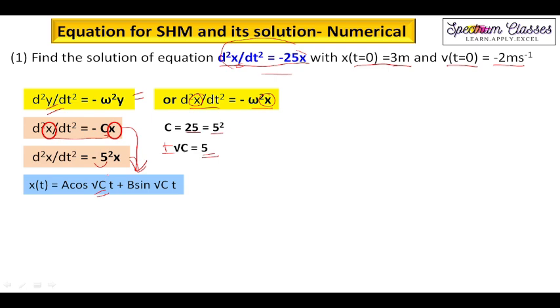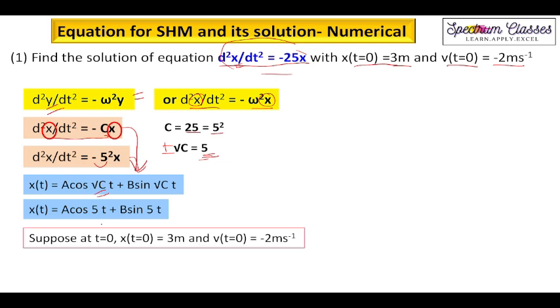So what is our under root c? Under root c is 5. So we are going to put 5 here, and from this equation we can evaluate a and b because the conditions are given. At time t is equal to 0, x is equal to 3 meters. What I told you earlier, x at time t is equal to 0 is x naught, or here it is 3 meters. Direct question, right? So here a is 3 meters. Now what about velocity? From velocity we can evaluate b is equal to v naught upon omega.